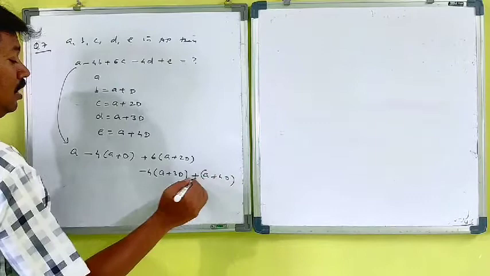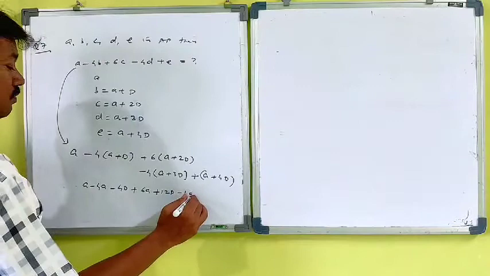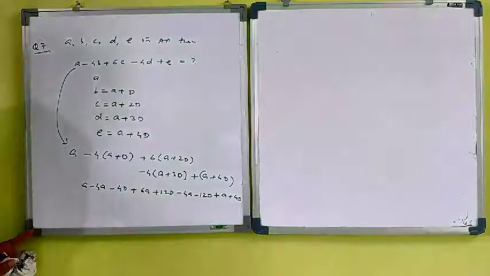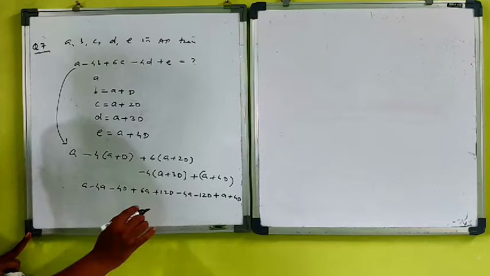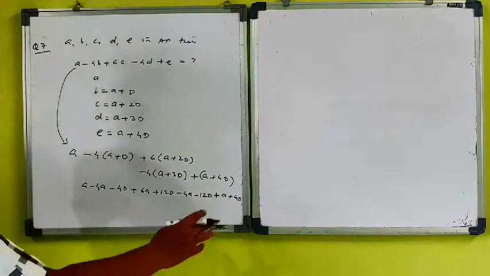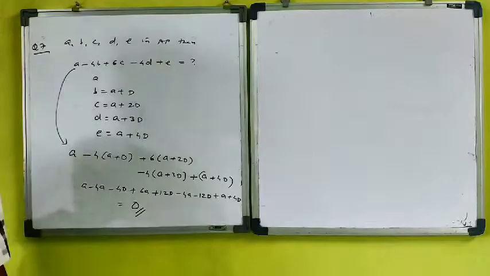Now we have to calculate this, so that is A minus 4A minus 4d plus 6A plus 12d minus 4A minus 12d plus A plus 4d, like this. If you observe this, this is 6A, A, and this A become 8A, and this 8A gets cancelled, 4d and this 4d also get cancelled, 12d and 12d also get cancelled, so everything gets cancelled here. So the answer is 0, that's it.